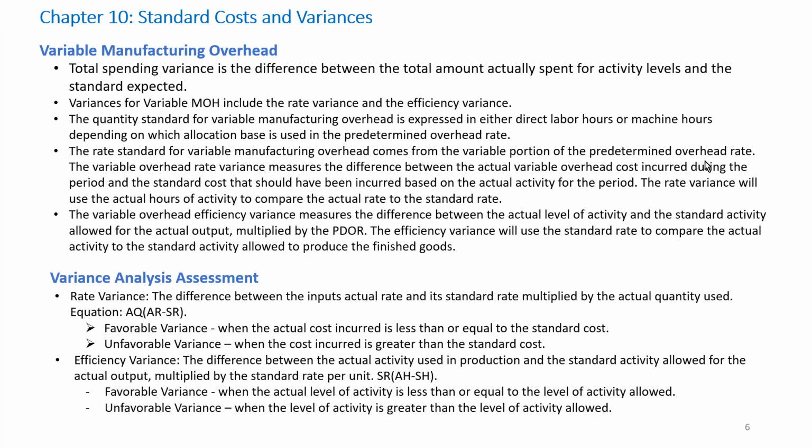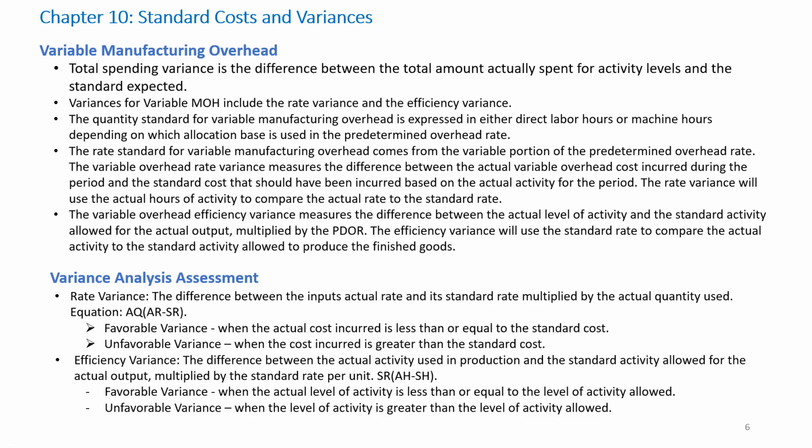The rate standard for variable manufacturing overhead comes from the variable portion of the predetermined overhead rate. The variable overhead rate variance measures the difference between the actual variable overhead costs incurred during the period and the standard cost that should have been incurred based on the actual activity for the period. The variable overhead efficiency variance measures the difference between the actual level of activity and the standard activity allowed for the actual output, multiplied by the predetermined overhead rate.